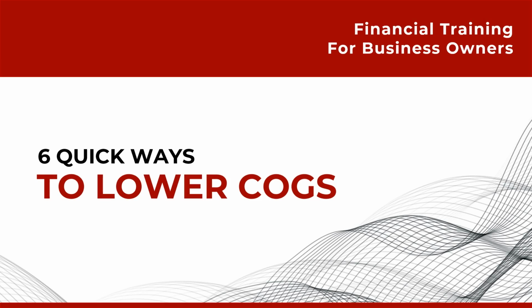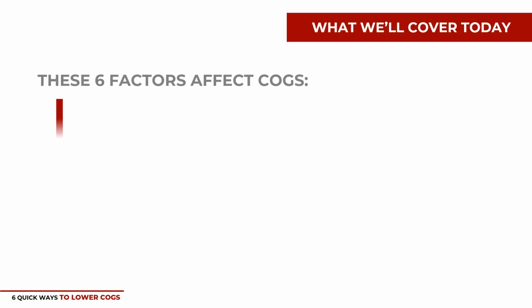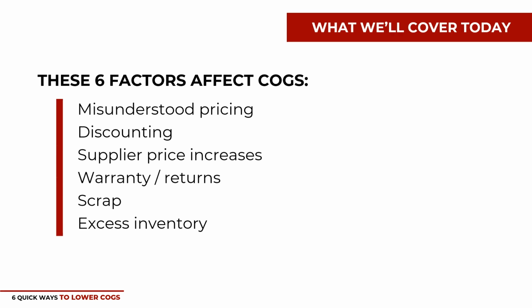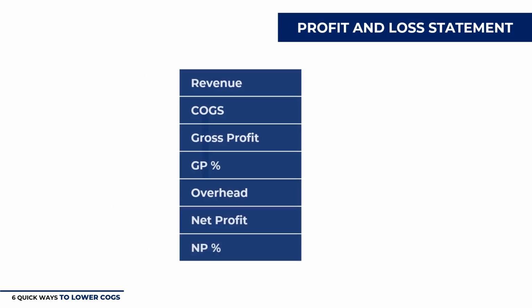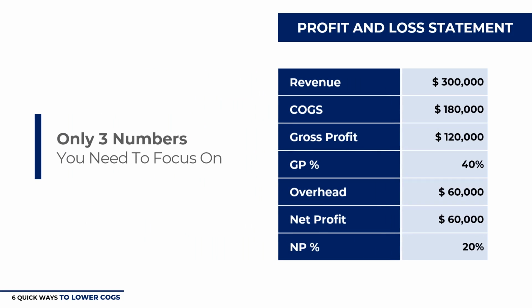Today, we'll focus on 6 quick ways that we can lower your cost of goods sold. In a previous session, we outlined these 6 factors that directly impact your COGS. As we previously explained, there are only 3 numbers that you really need to focus on in any P&L statement. They're the ones highlighted in red: revenue, COGS, and overhead.